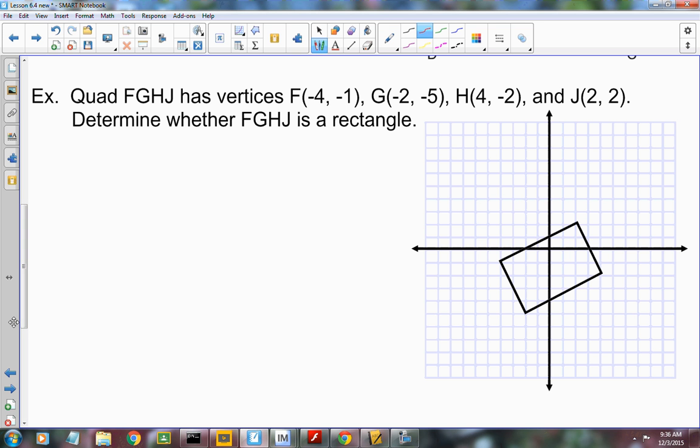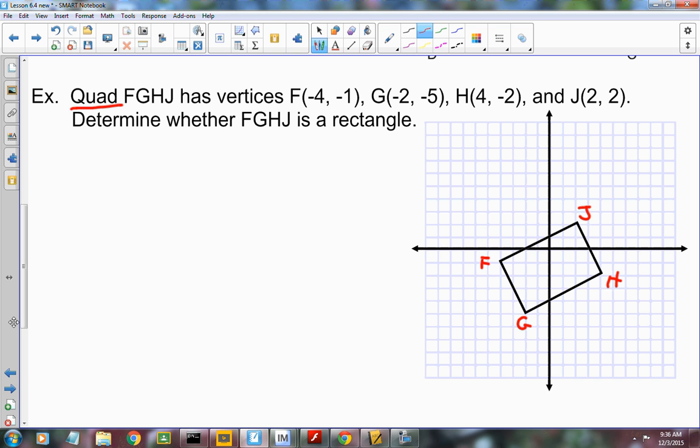Quadrilateral FGHJ has the following vertices, and we want to determine if it's a rectangle. Now, it just tells us that it's a quadrilateral. If it had said it was a parallelogram, I would just have to look at the slopes of two consecutive sides. But because it just says quadrilateral, I have to look at the slopes of all four sides, and determine that the opposite ones are the same, and the consecutive ones are opposite reciprocals. If that's the case, then it's going to be a rectangle.